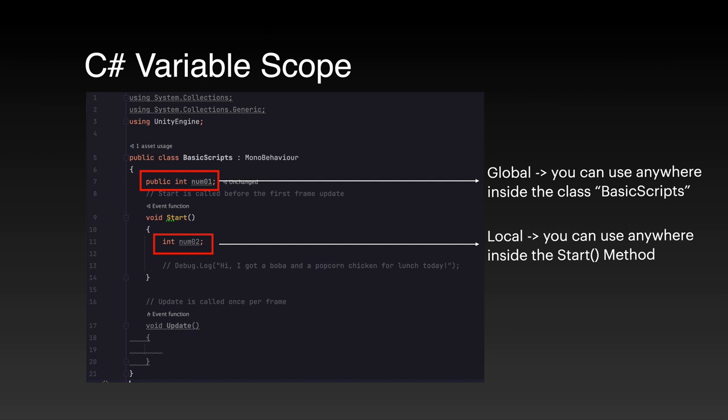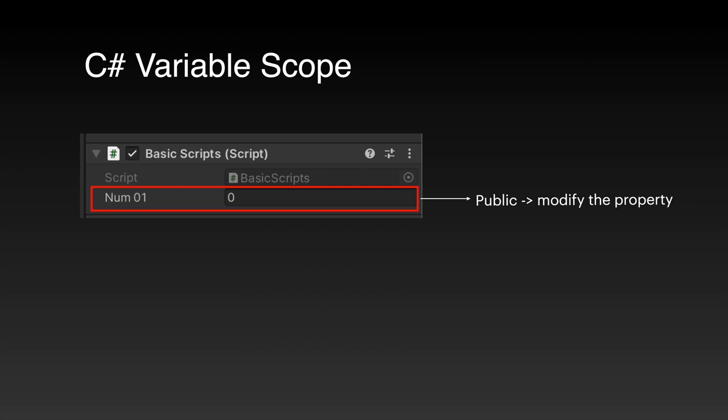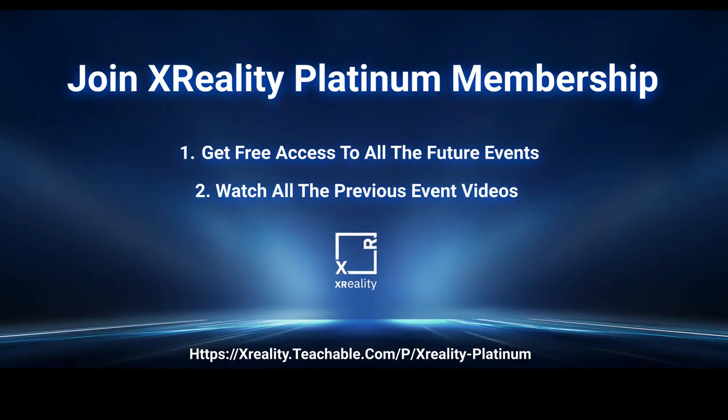And if you put public, it means that other scripts, other classes can get your int or your variable, right? And also, if you put public, you can go to the inspector and you can modify the property.